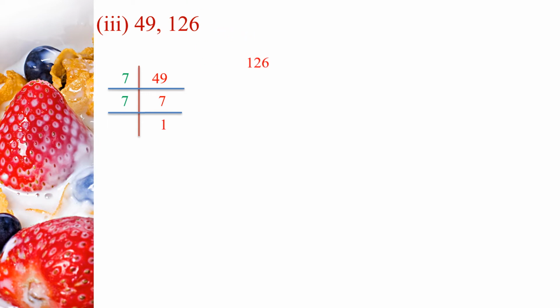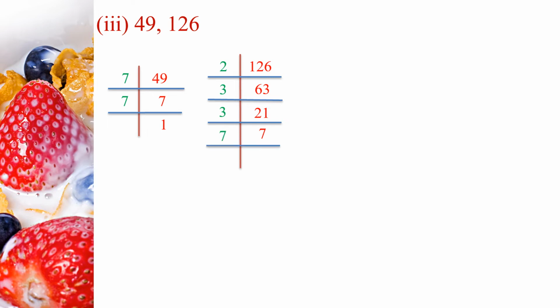Now take 126. It is divisible by 2, so we'll get 63. It is divisible by 3 because that is an odd number, so 21 threes are 63. So this divisible by 3 will get 7. 7 is a prime number, so it is divisible by 7 will get 1.